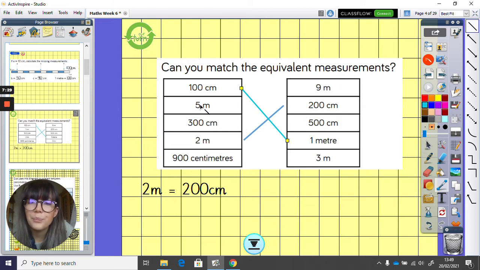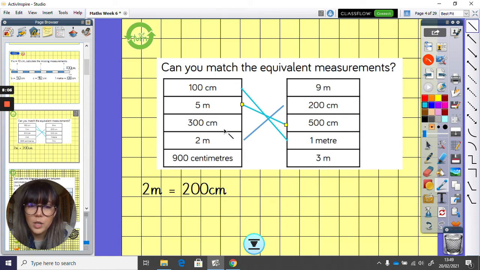5 metres. Now, 5 metres, we've got 2 metres there, so we pretend there's 5 metres here. 2 metres equals 200 centimetres. So 5 metres is going to equal 500 centimetres. Well done if you got that one right. These are quite good actually, because you know that out of all of those, 500 is the only one that can really be the answer. Because essentially all we're doing is timesing by 100 or dividing by 100.